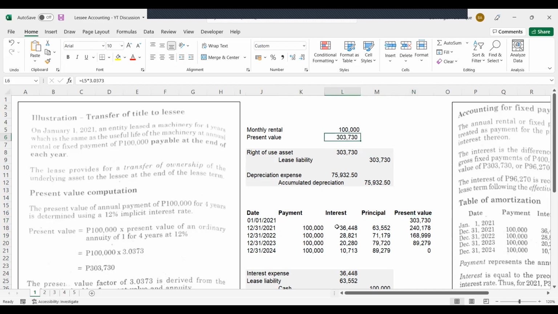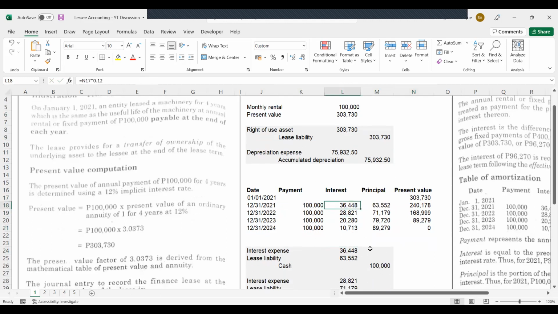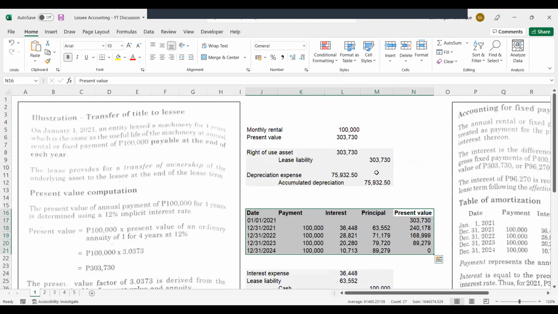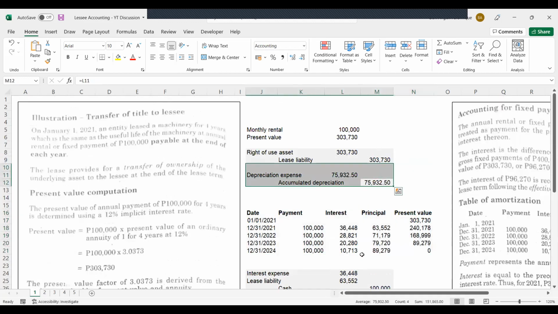The next year, amortization. So, every year magbabayad siya ng 100,000. Mag-i-interest tayo based on present value. 303,730 multiplied by 12% implicit rate. Then, kukunin natin magkano lang dito sa 100,000 na binayad yung papuntang principal. Then, magkano yung nasa interest. Then, makikita mo yung remaining present value until mag-zero out siya. So, to record for that, we need to debit interest expense and lease liability and credit cash. And so on and so forth. So, ganun siya gagawin. So, similar with loans and notes payable, and this one is similar with PPE. Okay.